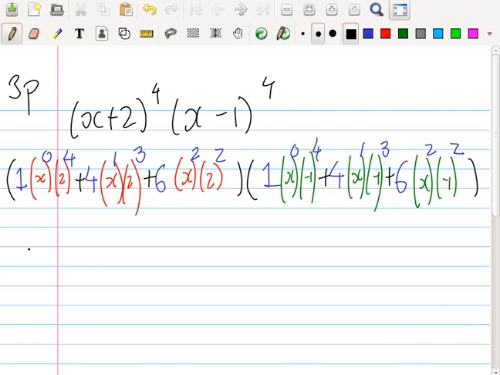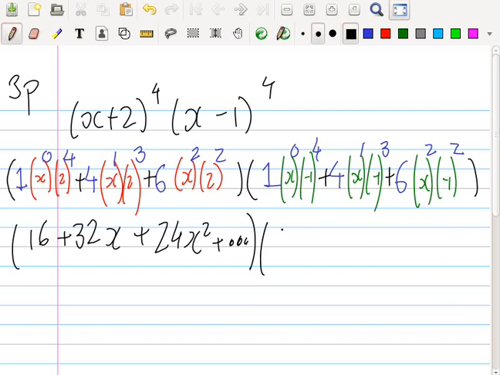Okay, calculators, please. Well, this one here I can see is 16. This will be 8 times 4, 32, is it? 32x. And then this one is 2 squared, which is 4 times 6, which is 24x squared. Right, this one here I can see is just 1. This one here will be minus 1 times 4, which is minus 4. And then this one here is 1 times 6, so minus 4x plus 6x squared, and so on.